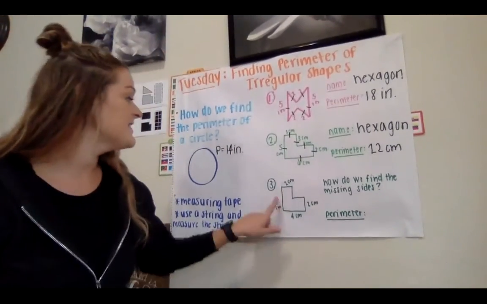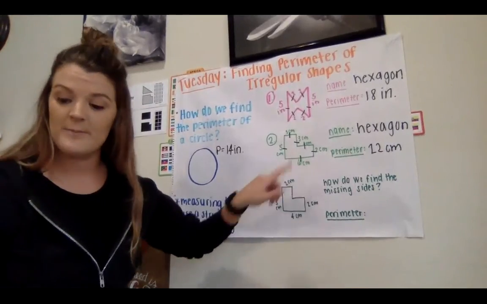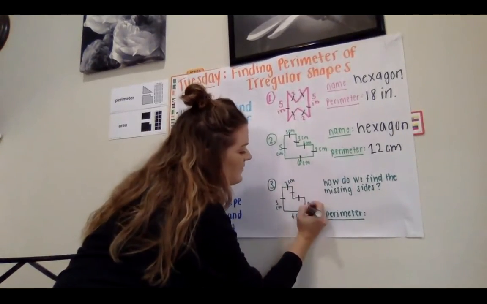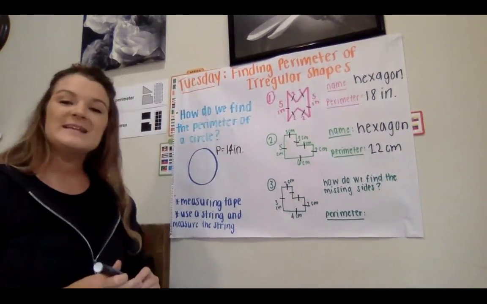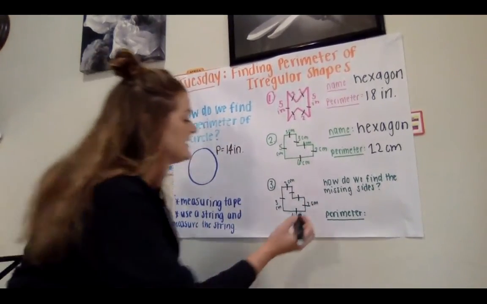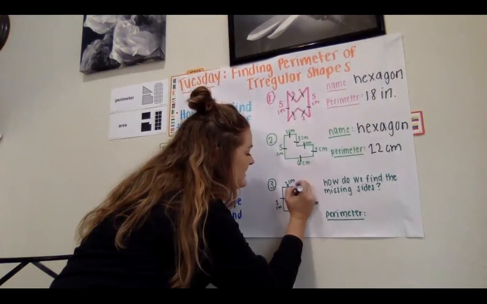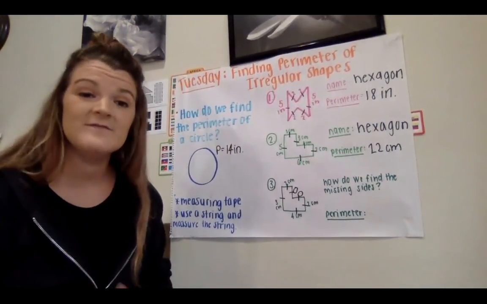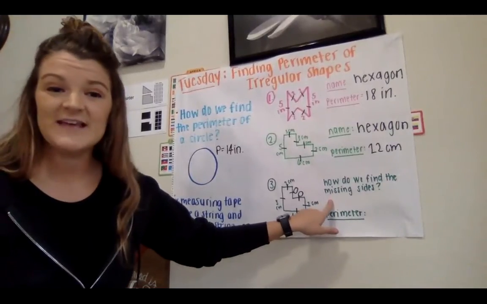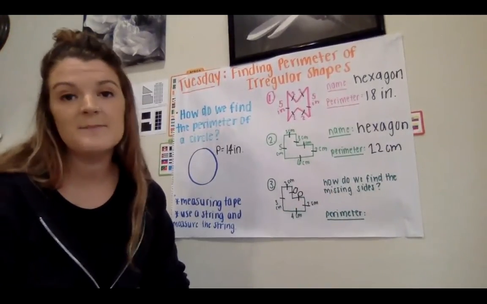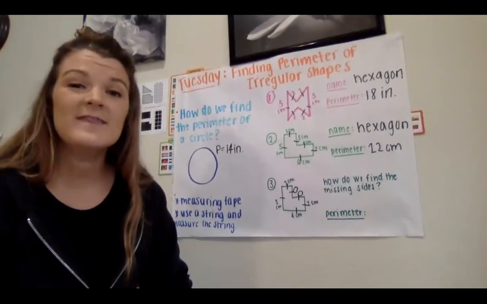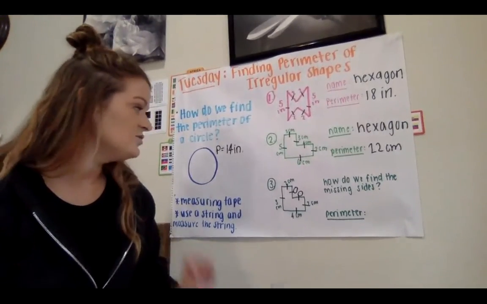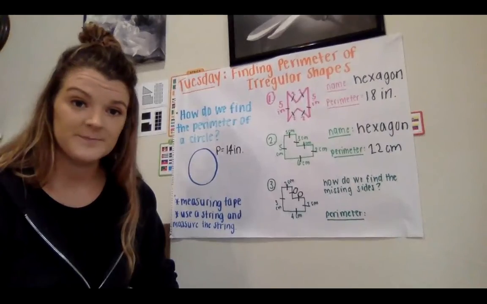If you notice, this shape is the same as this shape above. It has 6 sides. I'm going to label them 1, 2, 3, 4, 5, 6, which means it's a hexagon. But if you notice, I have a missing side here and here. So before I can find my perimeter, I need to figure out how do we find the missing side. Now this is something that we actually worked on when we were doing area problems. And we had to kind of do some math to figure this out.